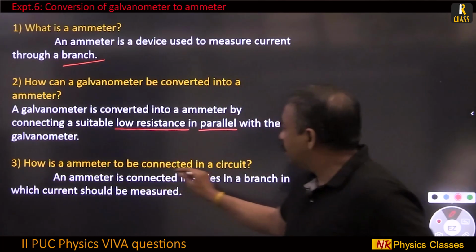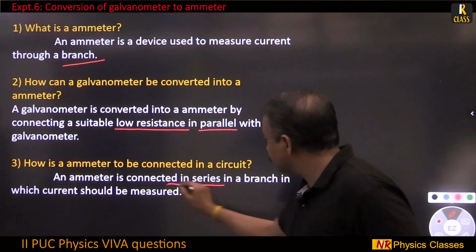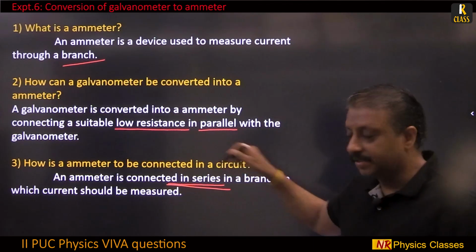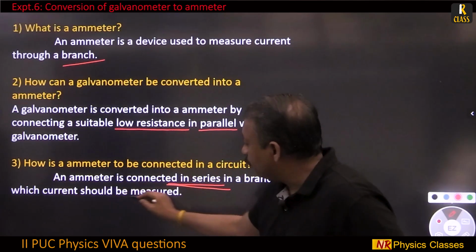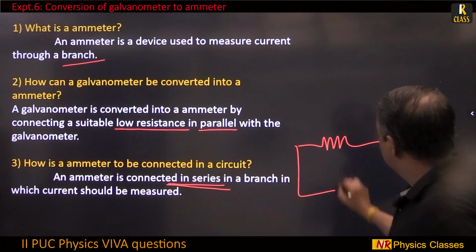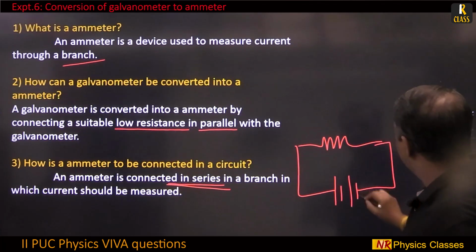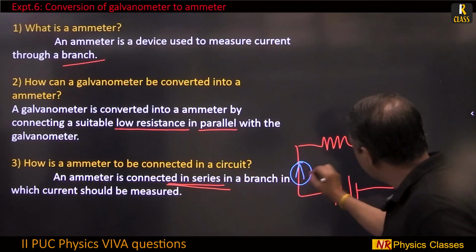How is an ammeter connected in a circuit? An ammeter is connected in series, in the branch in which current should be measured. If this is a resistor and a battery, to measure current through this, the ammeter should be connected in series.